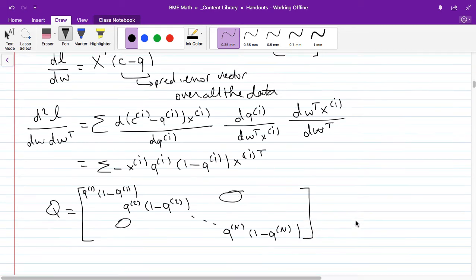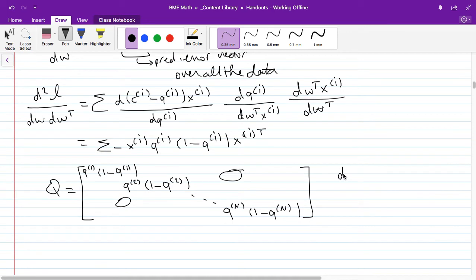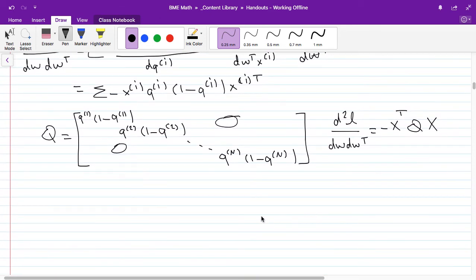Those are the diagonal elements. So what that means is that the second derivative is minus X transpose QX. Okay. All right, let's put the story together now.